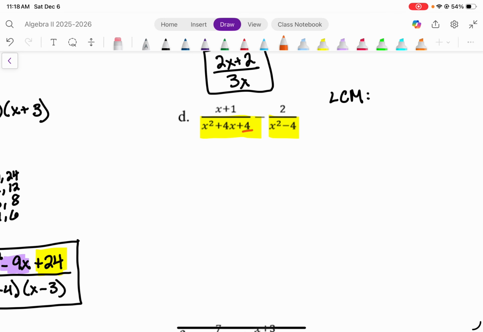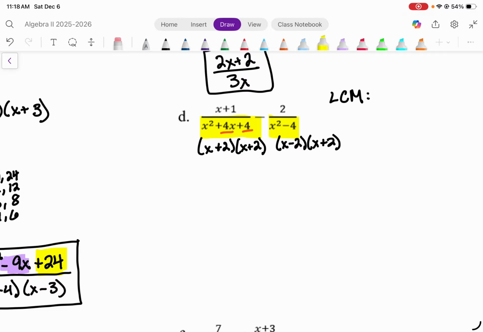So in our first one, we need two numbers that multiply to 4 and add to 4. So that would be a 2 and 2, x plus 2 and x plus 2. And then our second one, we have a difference of squares there. So we would have x minus 2 and x plus 2 here.